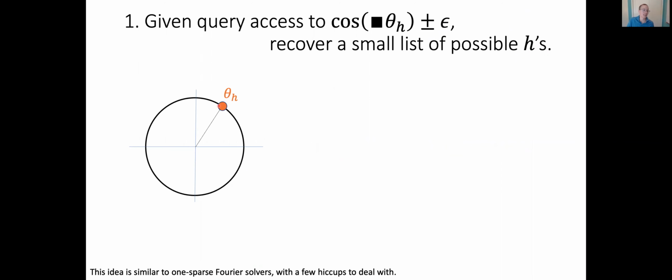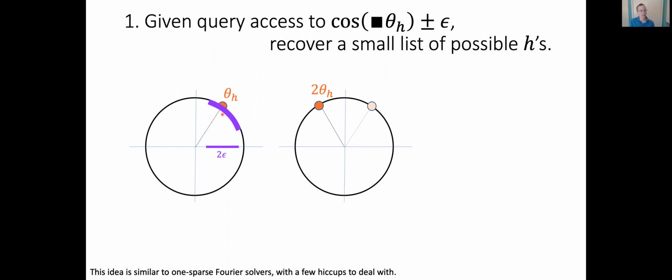So there's this theta h that I want to find, and I'm given query access to cosine of theta h times something plus or minus some noise. So here's theta h. And suppose I get cosine of theta h, that's down here, plus or minus some noise. So I get some small interval that cosine of theta h might live in. Then I know that theta h itself lives in this arc up here. Theta h is between 0 and pi.